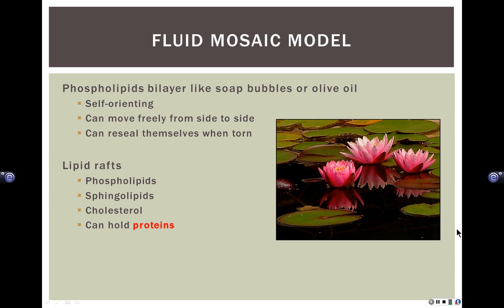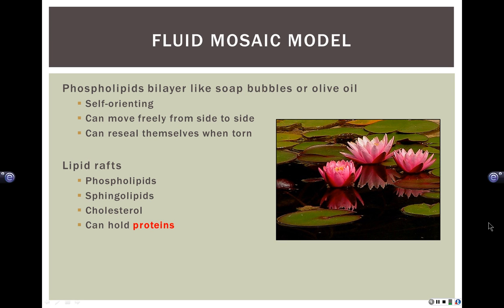But the fluid mosaic model of the cell membrane is basically looking at the different parts of the membrane and how it actually moves around a lot. So the phospholipid part, that's like a soap bubble and has a consistency of oil, those little phospholipids are self-orienting because there's a charged side and a non-charged side.